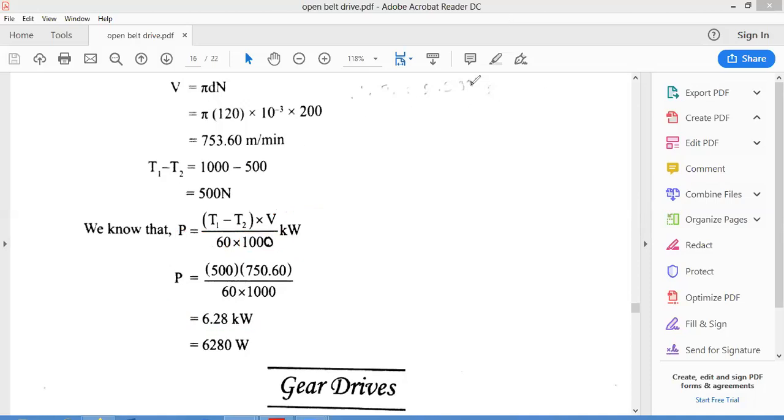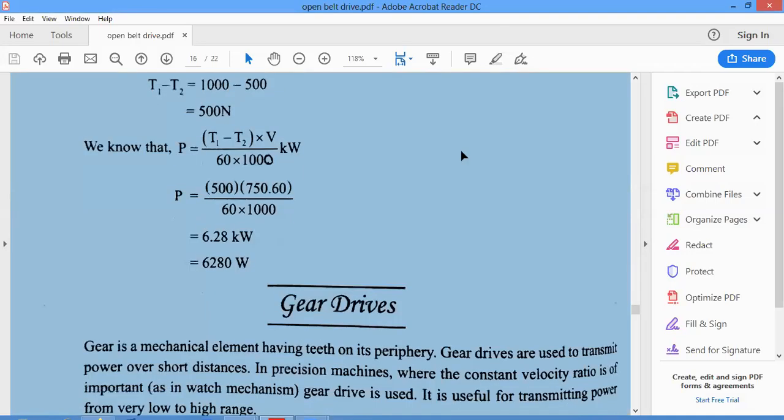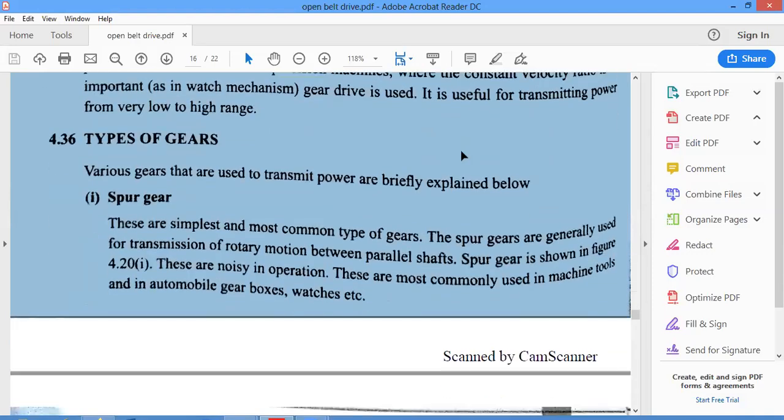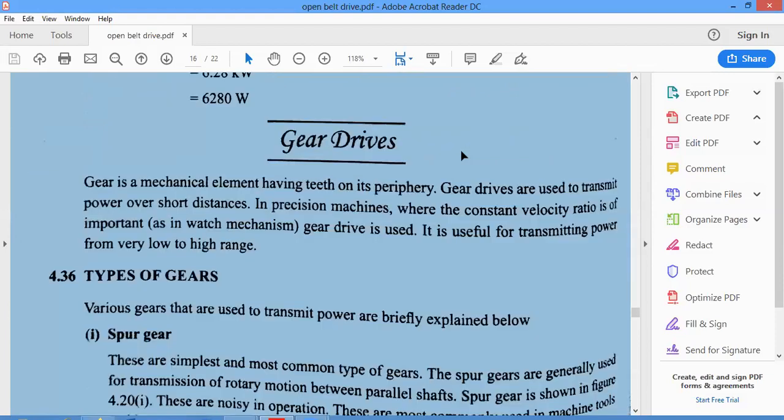Yeah, so here we have solved almost all the different types of problems. These are the different types of problems that we have for your subject as per the syllabus. Okay. So now next, let's go to the next thing, which is called the gear drives. Okay, so what is this gear drive?